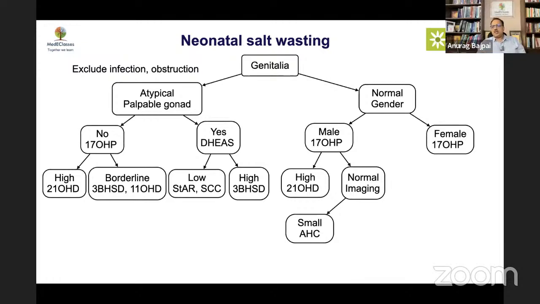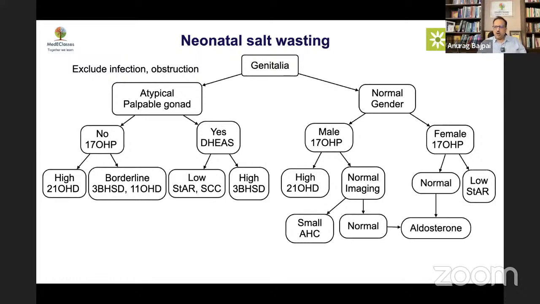In females, 17-OHP low suggests StAR defect. But if 17-OHP is normal, then you go for aldosterone levels. If aldosterone is low, there is an aldosterone synthesis problem. And if it's high, it is pseudohypoaldosteronism. So from a neonatal perspective, I've given importance to genitalia and 17-OHP. This is pretty much what is required.